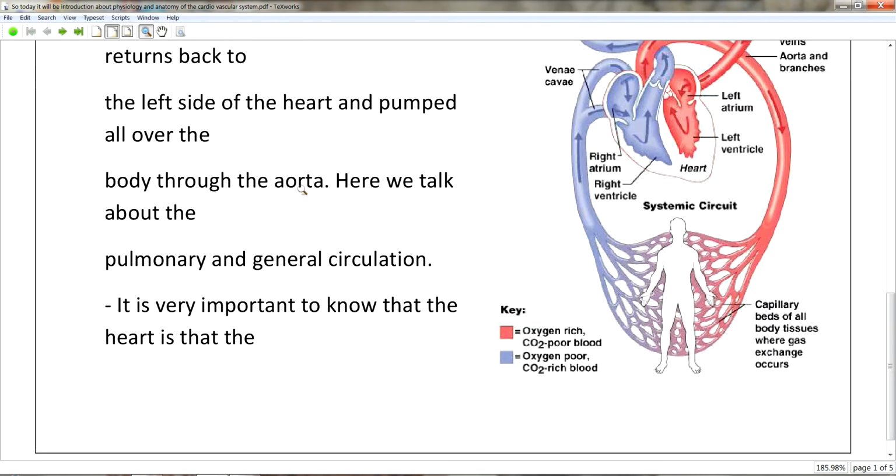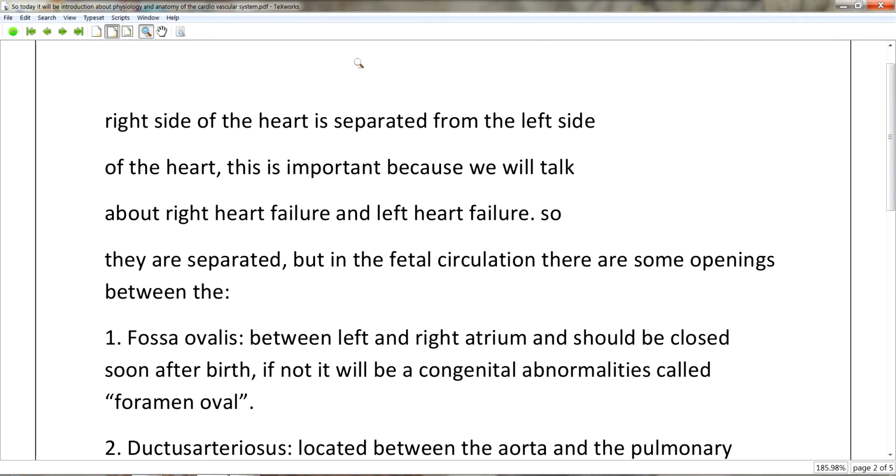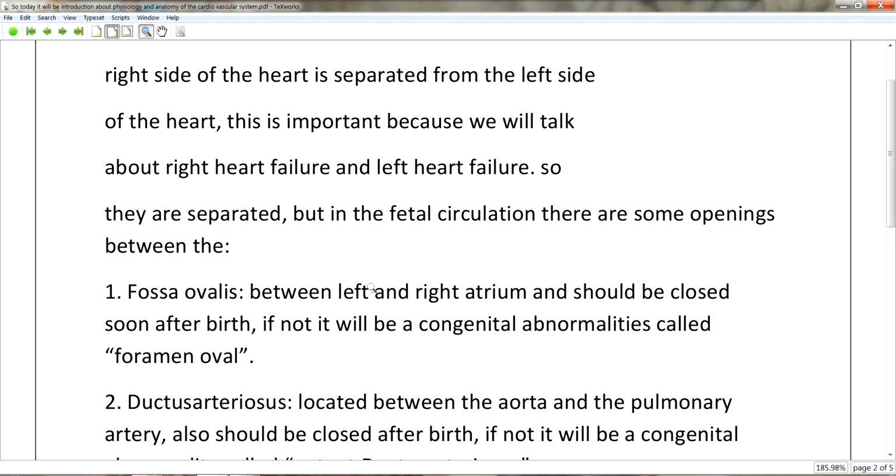A very important thing about the heart: you must know that the left side and the right side are separated. This is important because we will talk about right heart failure and left heart failure. So they are separated, but in the fetal circulation there are some openings between the left and right atriums.